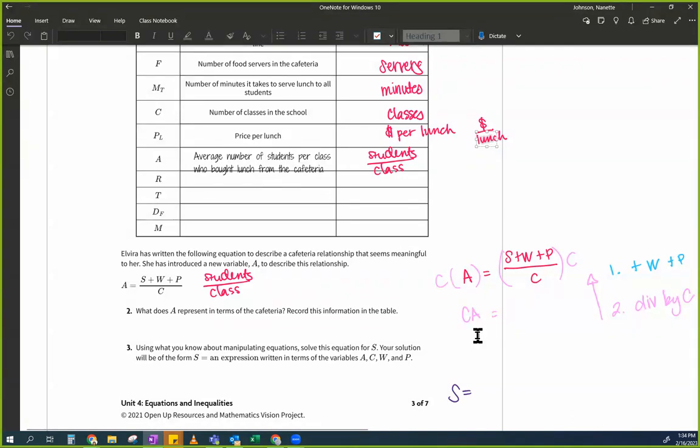And some of you wrote AC. AC and CA are the same or different? Same. 4 times 7, 7 times 4, same. Yeah, these two. No, these two divide out.